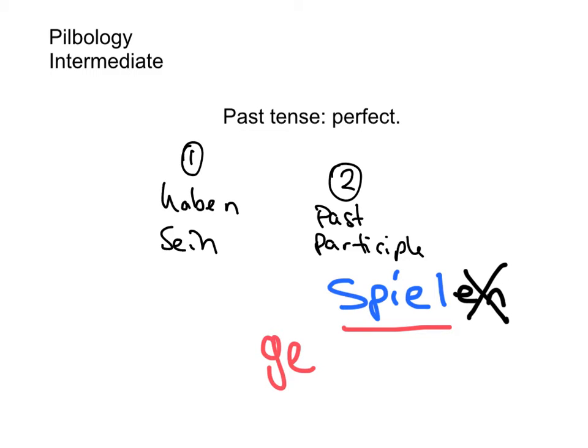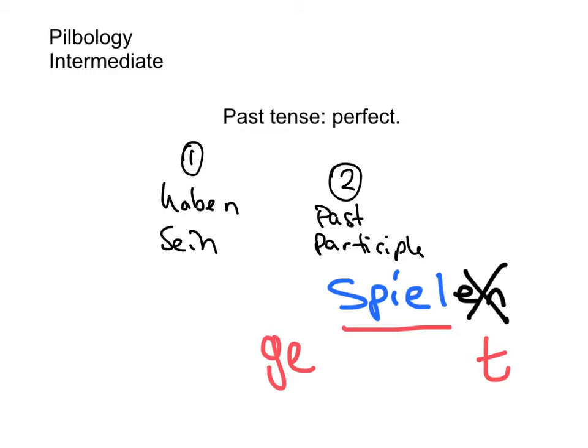There are other affixes, they're called, or prefixes that you would stick here sometimes. For example, if you used besuchen, besuchen means to visit. The past participle will be besucht. But in this case, we're going with g, so gespielt, and then an ending, t.